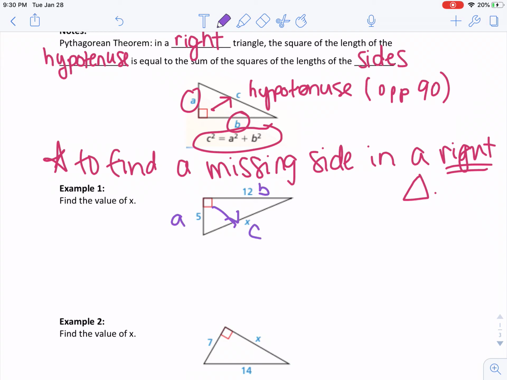So when I set up my equation, a squared plus b squared equals c squared: if a is 5, I have 5 squared, and b is 12, I have 12 squared. This should equal c squared.